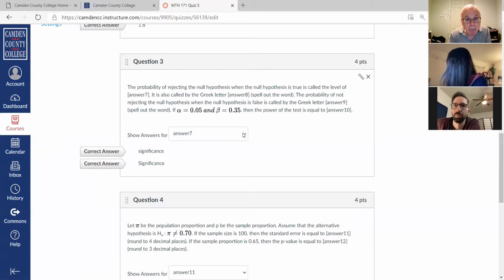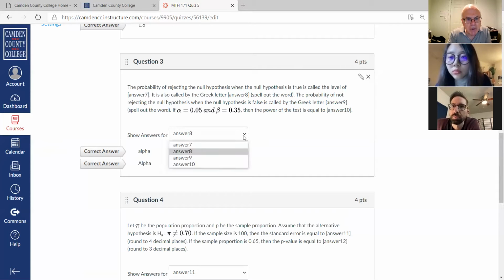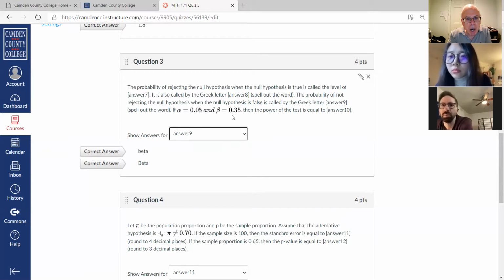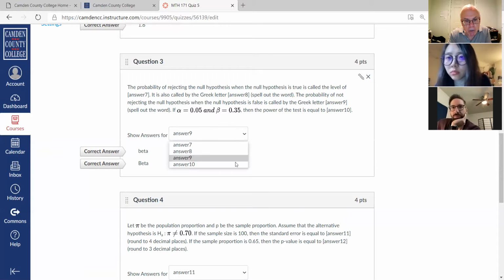That's the answer to the next. Yeah, it's a Greek letter beta. Actually, the first one is called alpha. The second one's called beta. And then the last one says if alpha is 0.05 and beta is 0.35, the power of the test is equal to, well, the power of the test is the complement of beta, not alpha. So it's 0.65 is the answer for this.